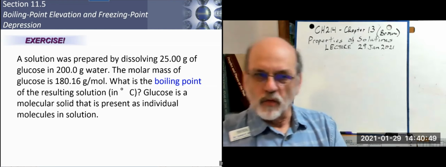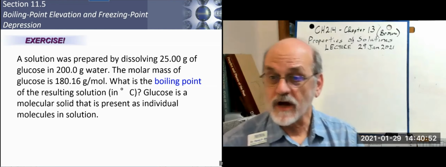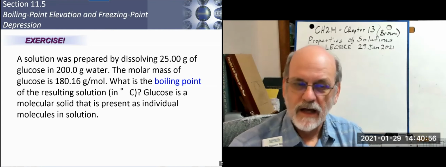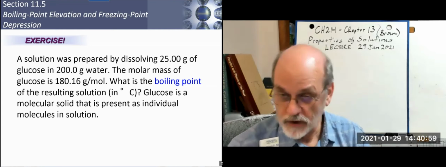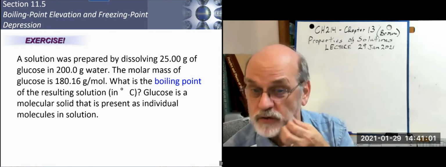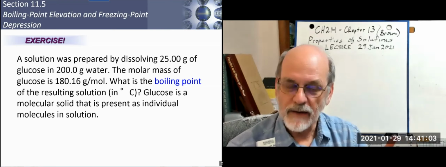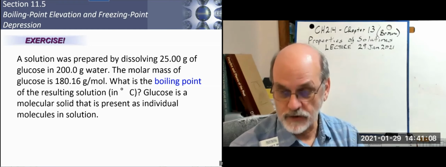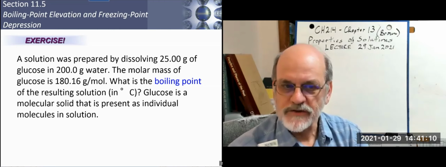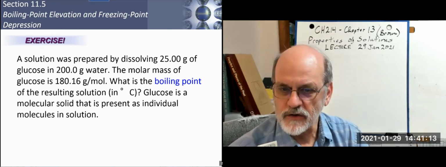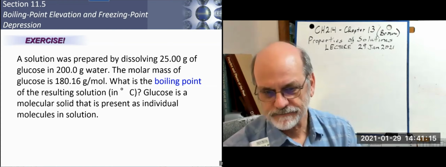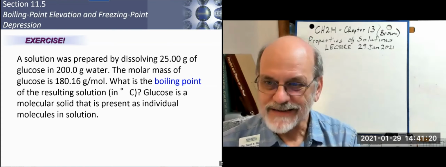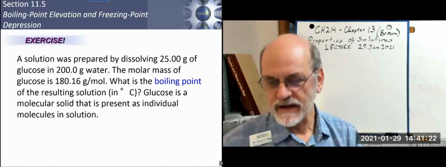Okay, so we have a solution that is prepared by dissolving 25 grams of glucose in 200 grams of water. The molar mass of glucose, we're going to need that because we have to know the number of moles of glucose, right? And we need to know the mass of water, which we do. We have 200 grams. What's the boiling point of the resulting solution in degrees C? And it's important that the glucose does not dissociate when we dissolve it.